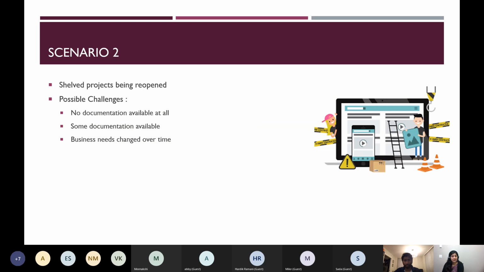All right, so the next scenario could be, and again, this is something we've not seen quite often, but I've seen it numerous times, where shelved projects are suddenly reopened. An example for that could be a project that was started a couple of years ago. It was shelved because, let's say, at that time the business priorities changed, and the business decided to focus on promoting or investing resources in something else versus this project.